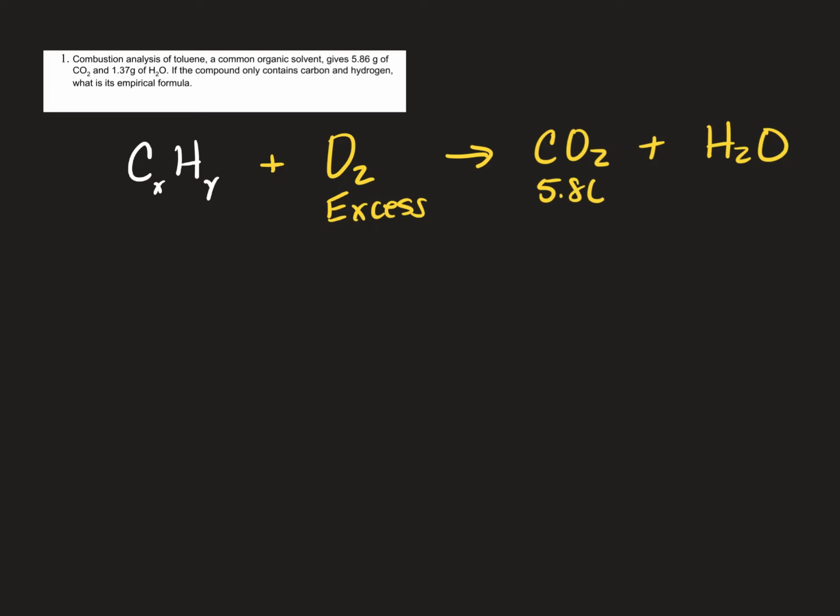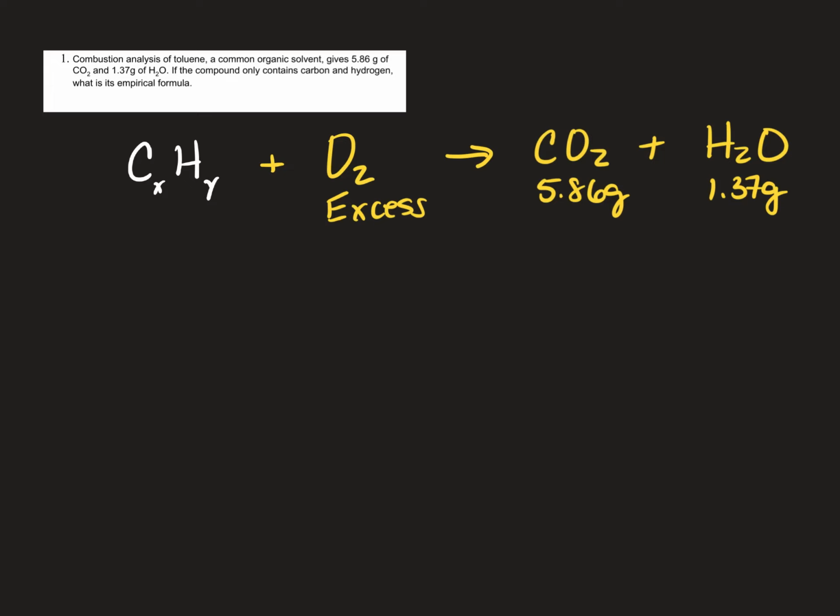So if we're looking at combustion analysis, we're combining that hydrocarbon with oxygen. The oxygen has to be in excess, right? Because we have to have more than enough oxygen available to completely combust that compound to produce CO2 and H2O. And it tells me that it produces 5.86 grams of CO2 and 1.37 grams of H2O.